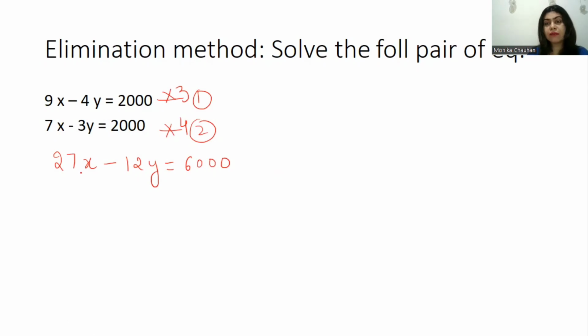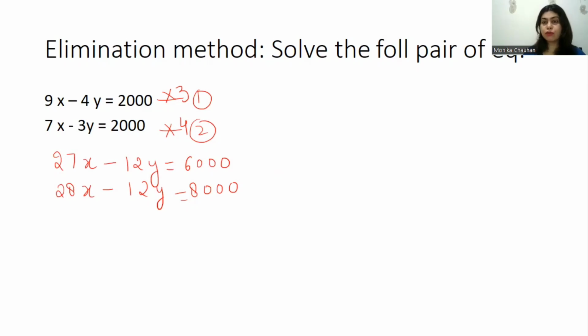Now, let's move on to the second equation. In the second equation, you need to multiply by 4. So, 7 times 4, you get 28x. Then you have 3 times 4, it becomes 12y. And then 2 times 4, it becomes 8. So you can see right now that the coefficients of y in these two equations have become the same, and that is what our purpose was. That's our first step, everything done.